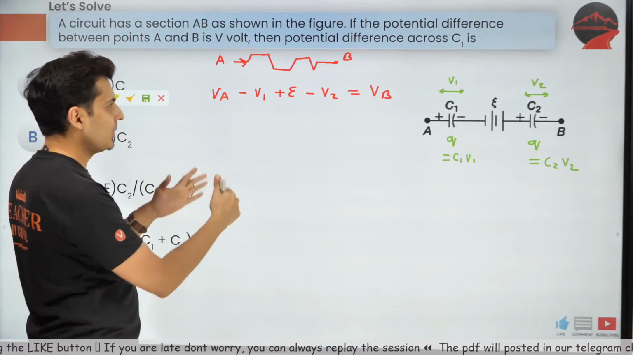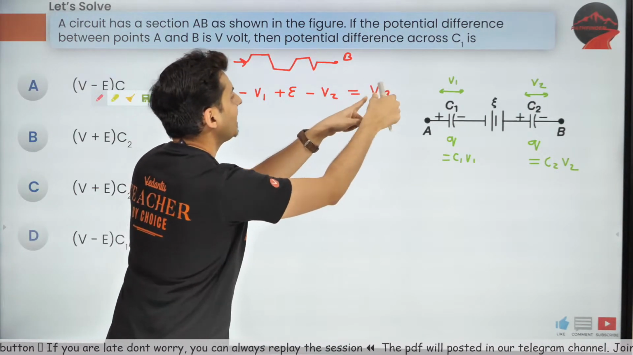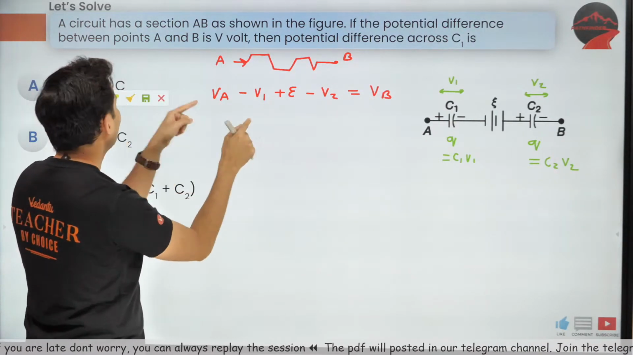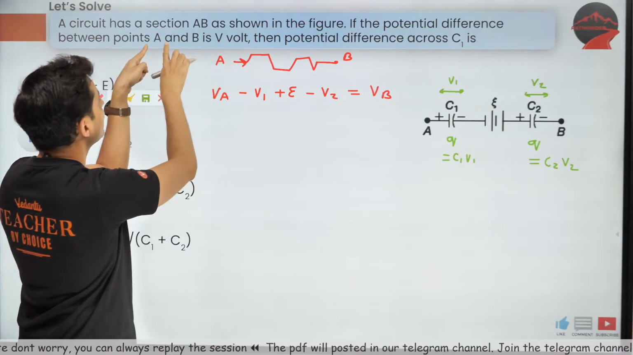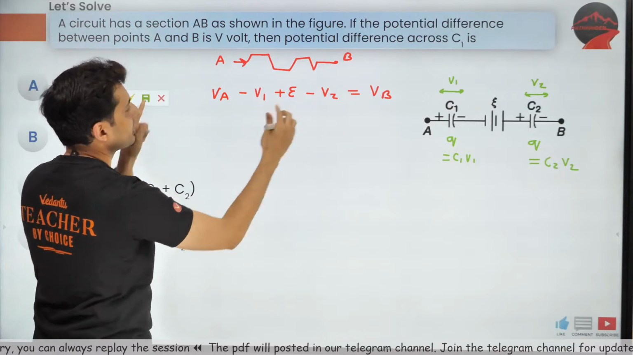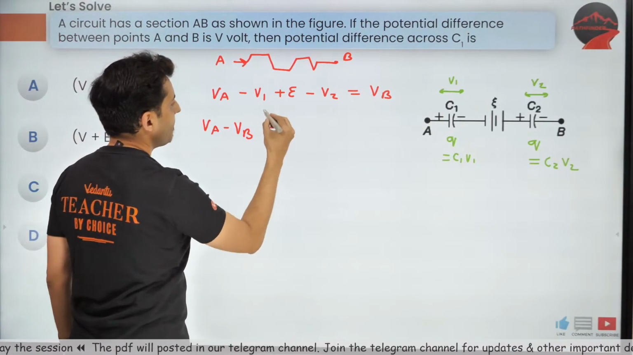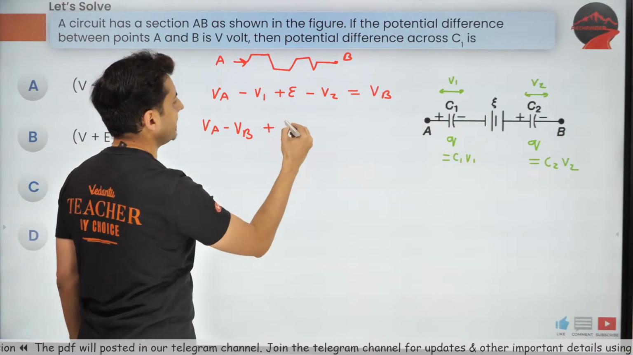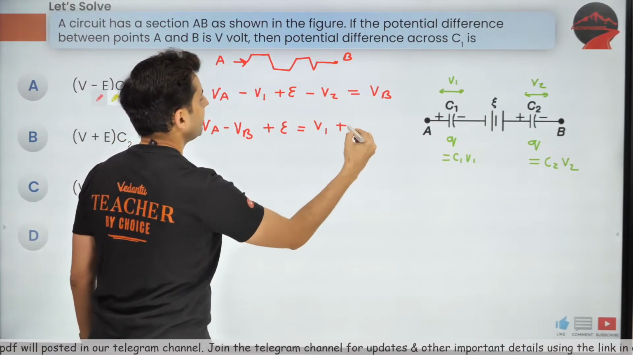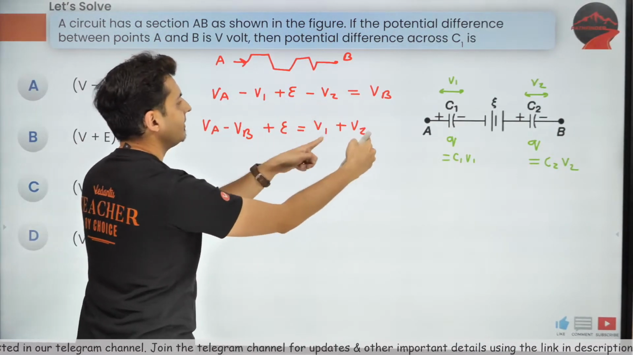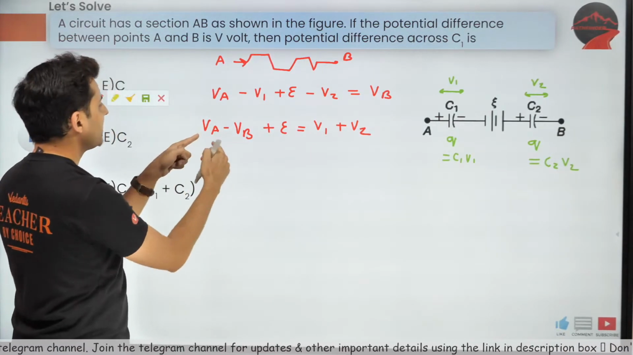Let's go to the next one now. What we'll do, take VB on this side. Why? Because it is given that the potential difference between A and B is V volts. So VA minus VB, minus or plus E, will be equal to V1 plus V2. V1 and V2 I take it here. What is VA minus VB?